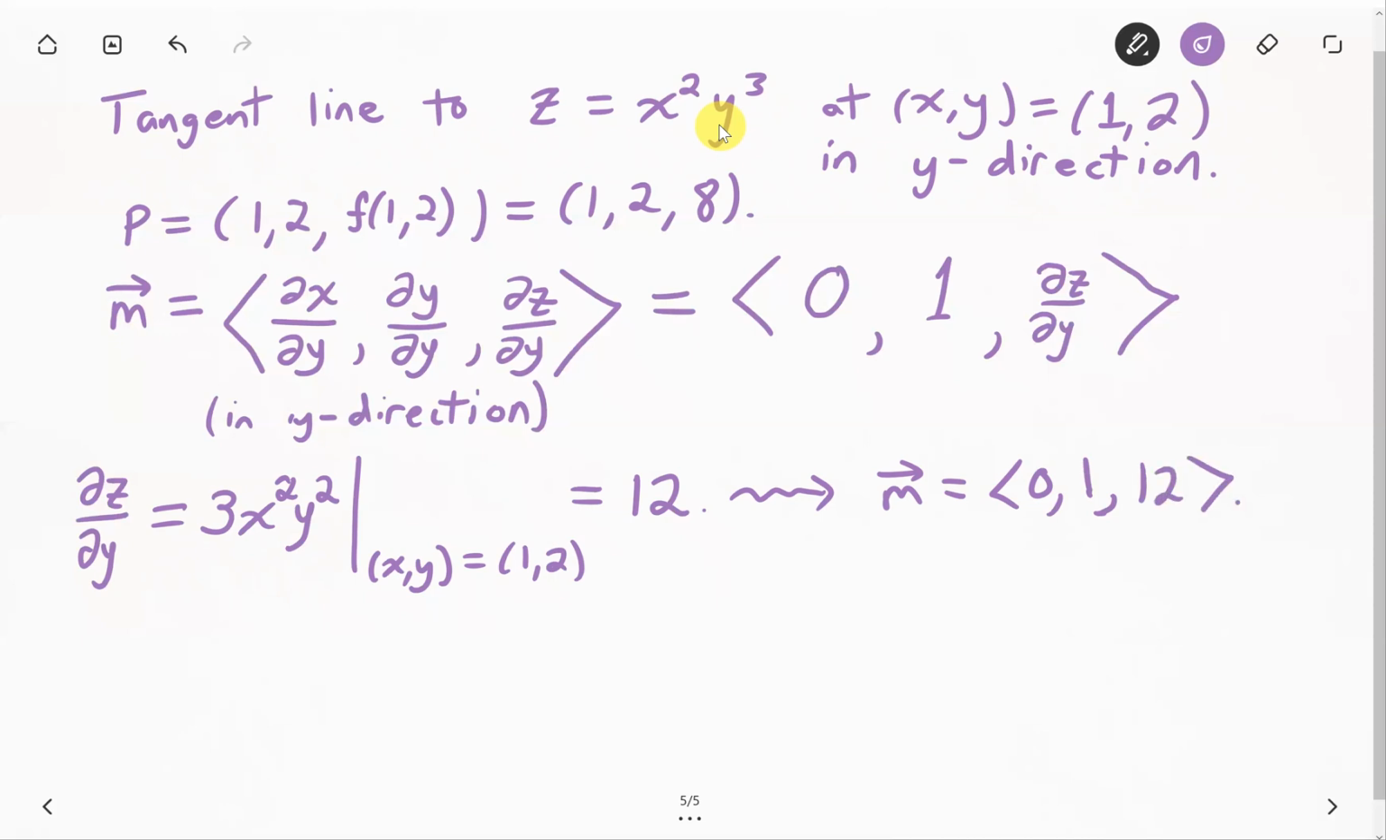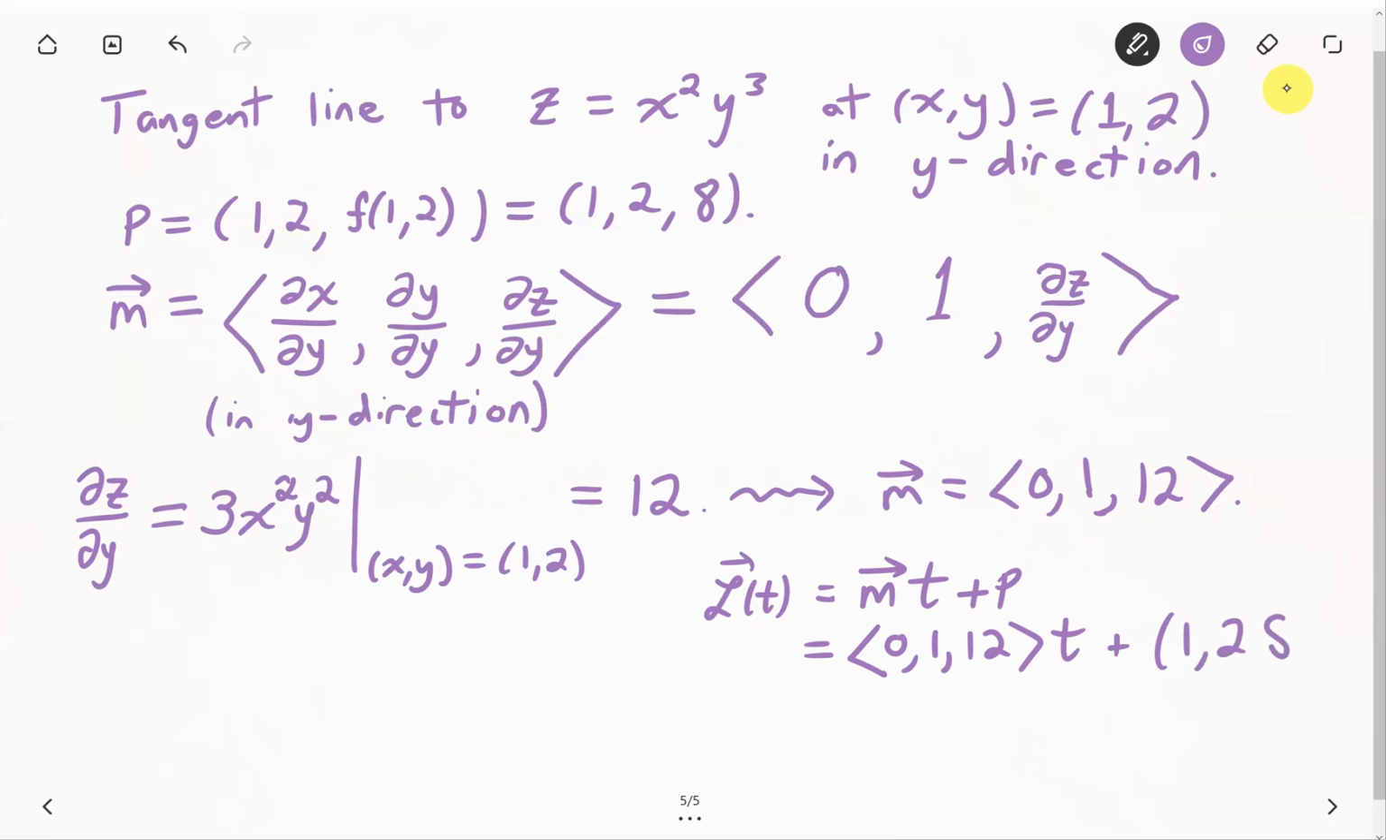And now we have a point on the line and the slope of the line, so we're ready to write down the equation of the tangent line. So the tangent line, and equations of lines in general, have the form slope vector times t plus point. So in this case, we have 0, 1, 12 times t plus the point 1, 2, 8. And so that is the tangent line in the y direction for this function at this point.